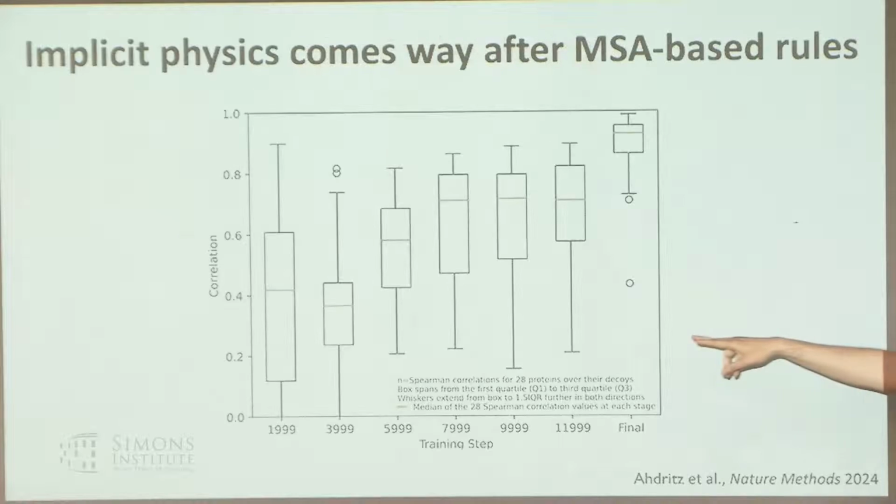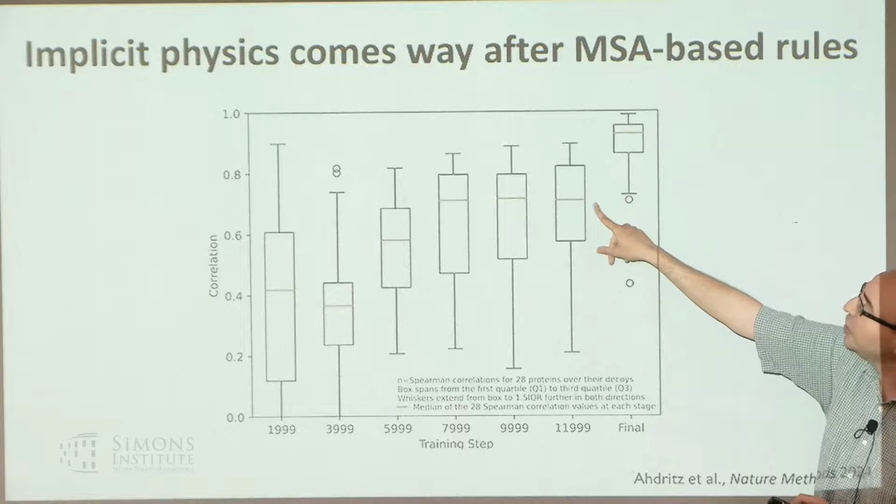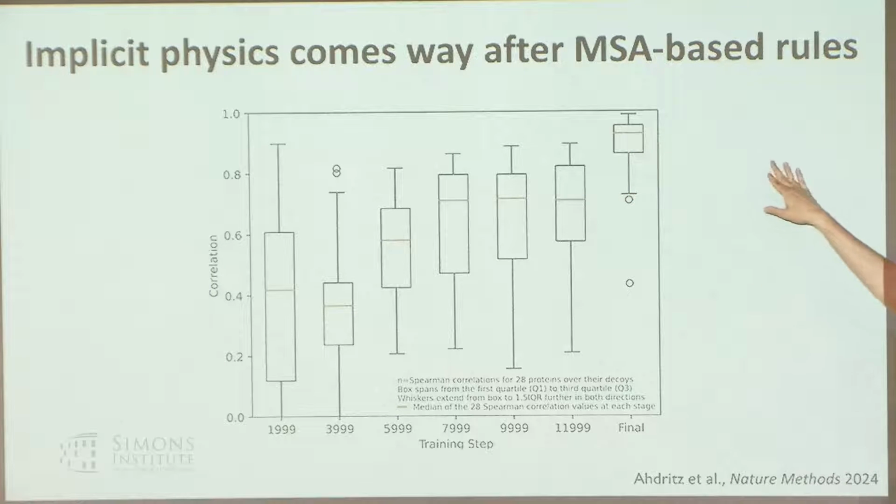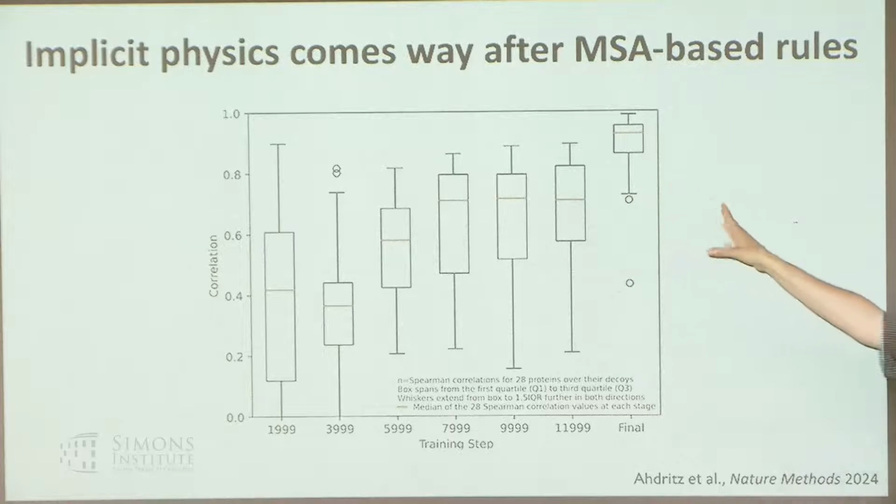But the physics function, that sucks. Well, not sucks, but the correlation is quite low relative to where it eventually gets to. So this long tail of training, which consumes like 95% of the training time, is largely spent, it seems, doing several things, but one of the things it does seems to be learning this implicit physics function. So that's quite interesting, that this seems to come much later than the MSA piece, which is learned pretty quickly.